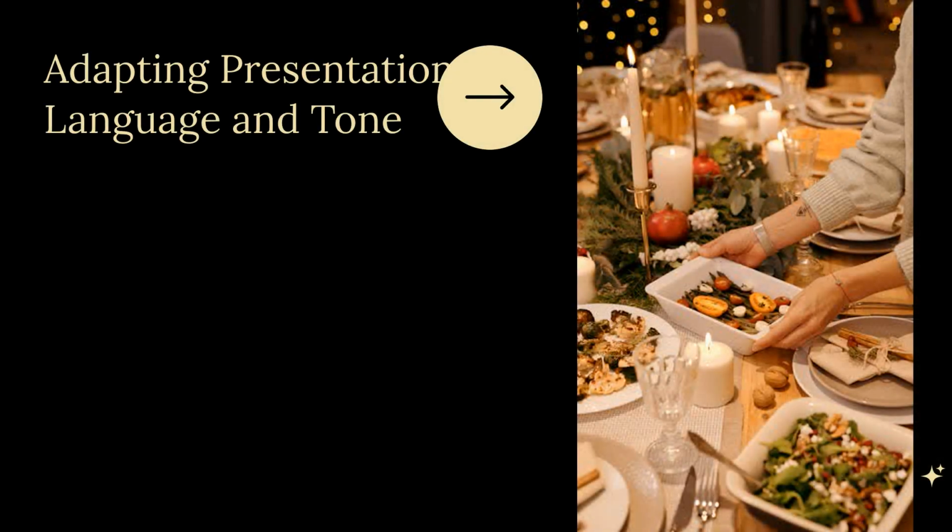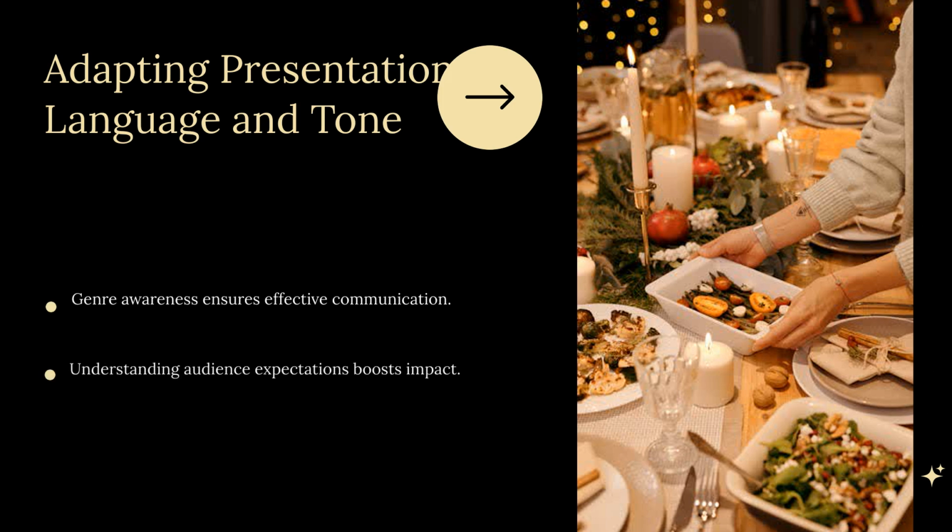Identify the genre of each presentation to adapt language, tone, and structure accordingly. Genre awareness ensures clear and effective communication. It supports your confidence and credibility as a speaker. By understanding the audience's expectations, you can deliver impactful presentations. This skill is essential for successful academic communication.